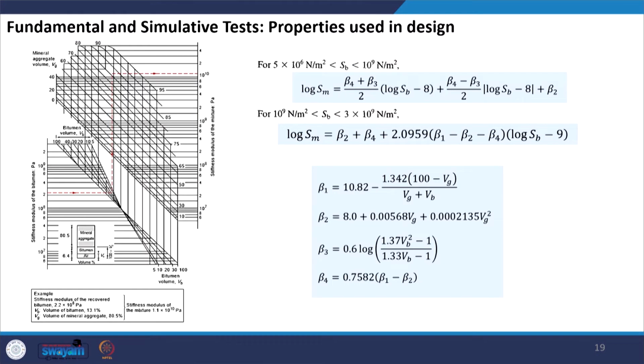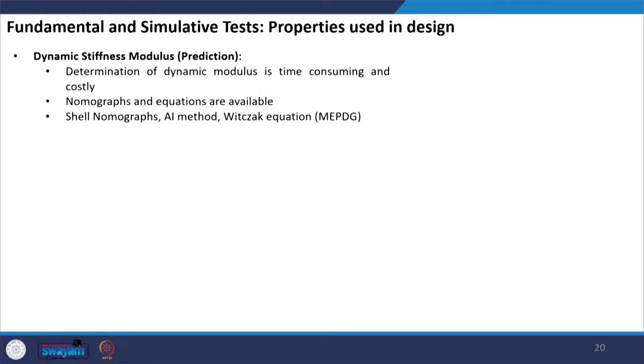Alright. Now the same nomograph has also been converted into equation forms. I am not going into detail about this equation. So this graph is basically converted into these equation forms depending on the range of the stiffness modulus. This is just for your reference, you can look at this particular slide later on. Okay. Now we will talk about the Asphalt Institute method.